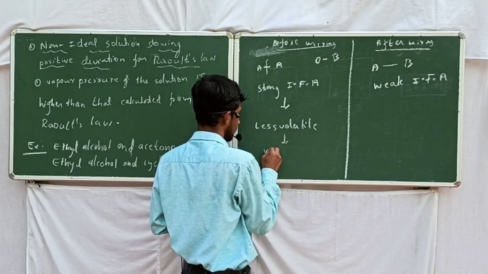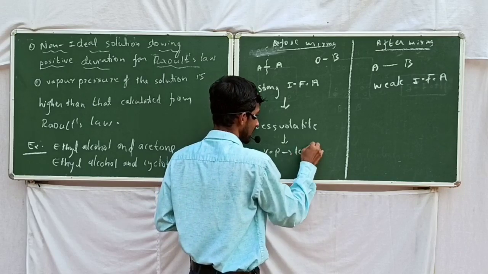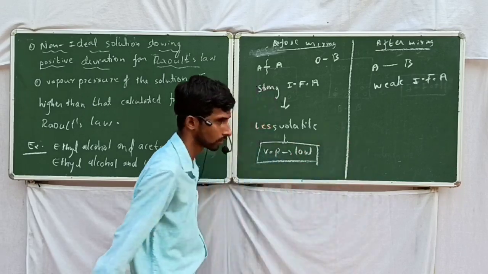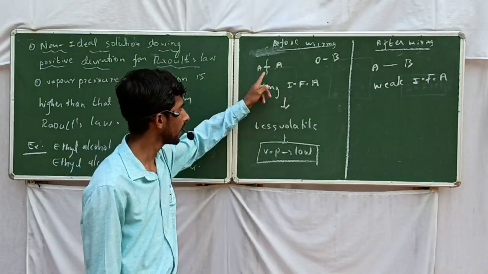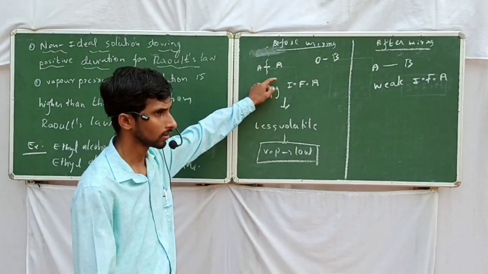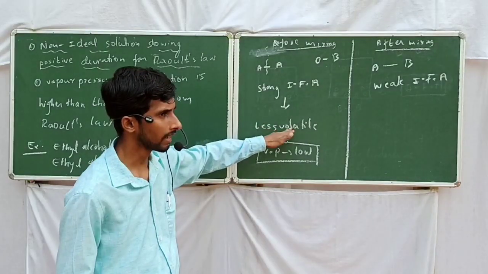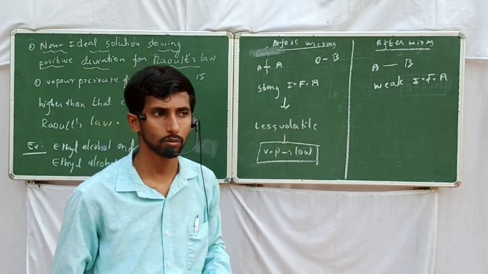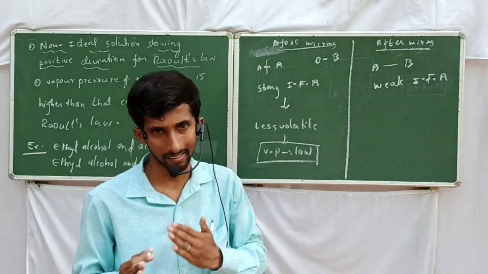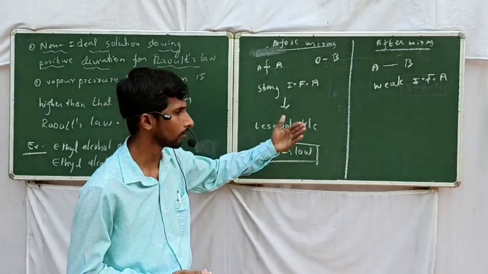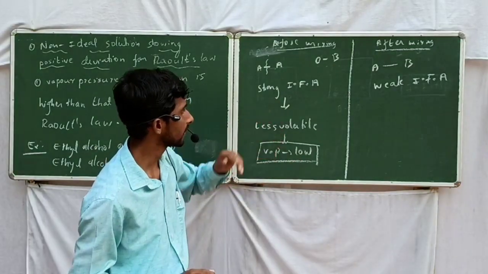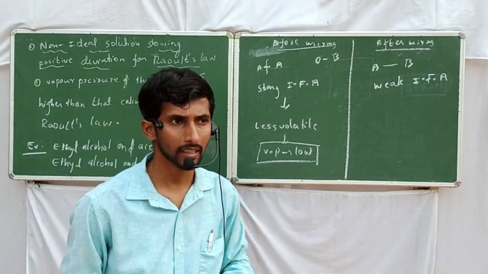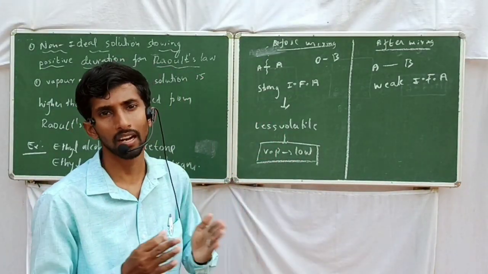So vapor pressure is normally low. That is a theoretical calculation by using Raoult's law. According to Raoult, they have very strong intermolecular force of attraction, so they are less volatile. That means the escaping tendency of the molecules of pure component A and B is less, so their vapor pressure is normally low. That is neglecting the concept of intermolecular forces of attraction before mixing and after mixing.